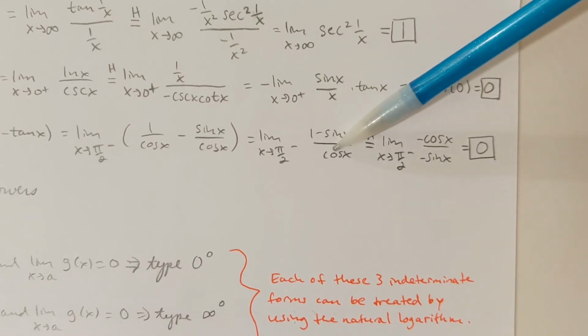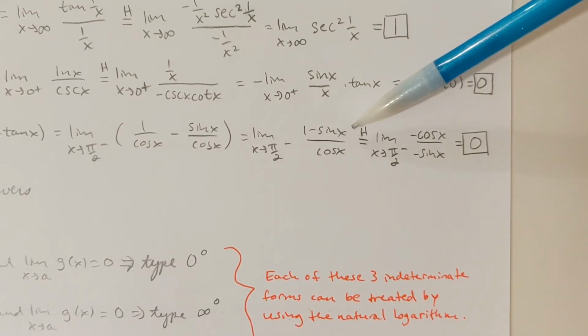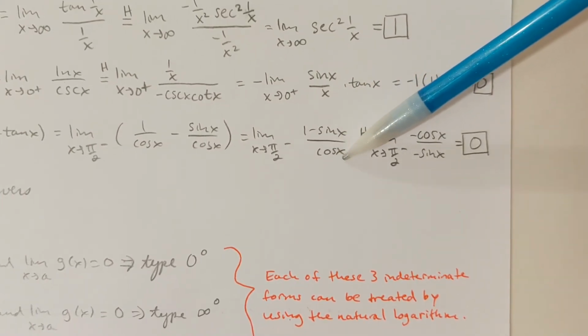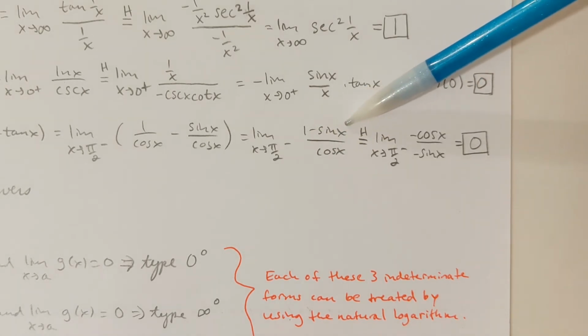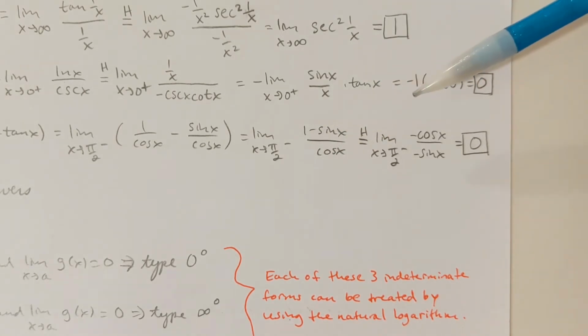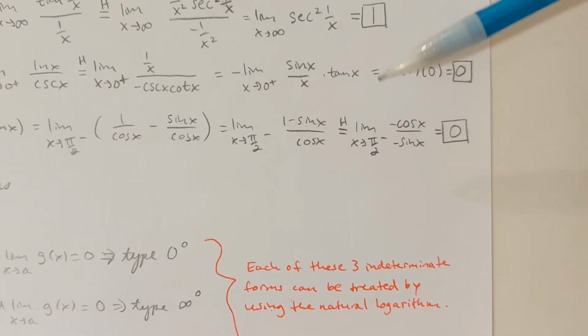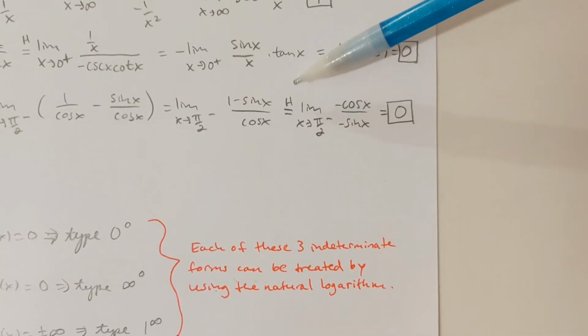And can I use L'Hopital's rule now? Well, cosine of pi over 2, that's 0. Sine of pi over 2 is 1. 1 minus 1 is 0. And yeah, so I'm in an indeterminate form. I can use L'Hopital's rule. And I'm applying that now.